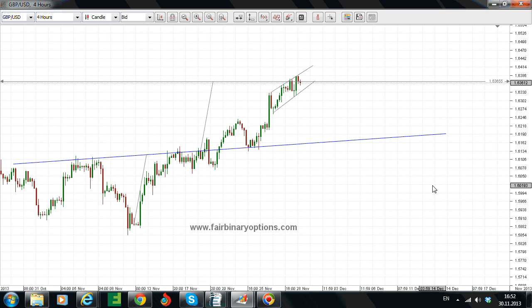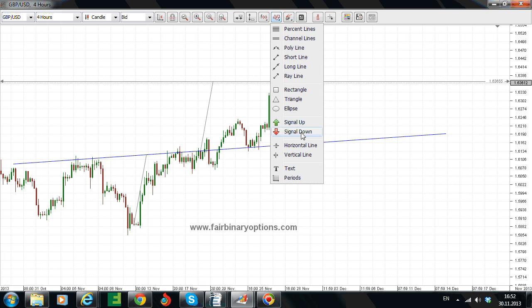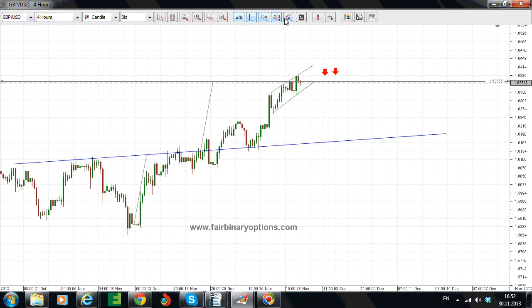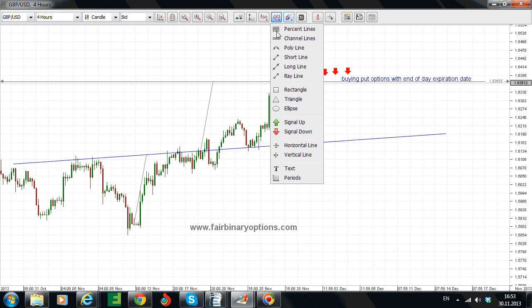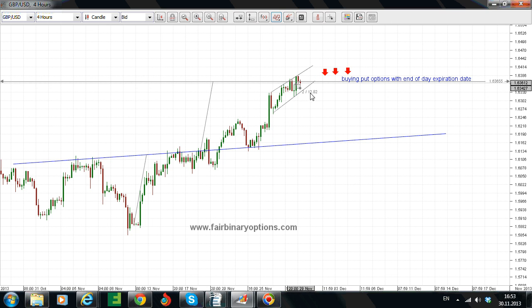So what I'm looking for next week, at the beginning of the week, is to look into buying put options with end of day expiration date, that being on Monday or Tuesday, depending very much on how price is behaving. Ideally we're looking for price to break this 2 to 4 trend line to the downside.